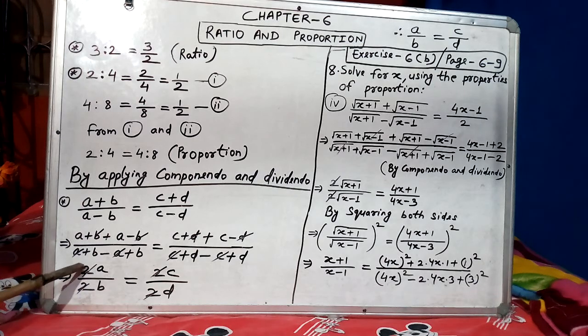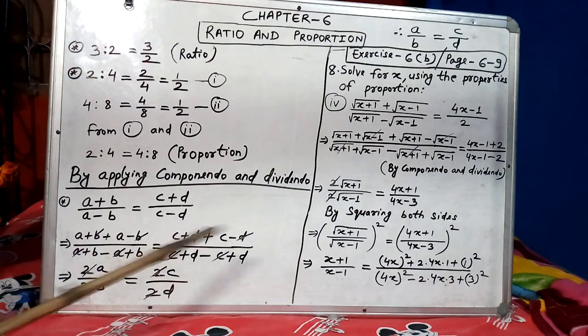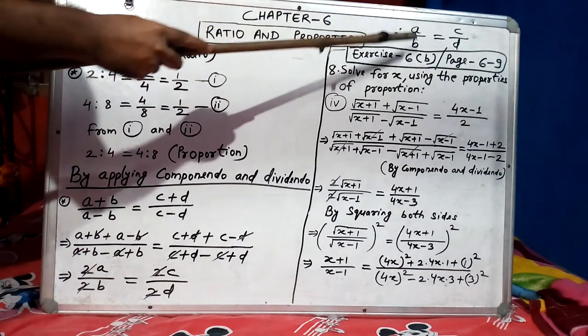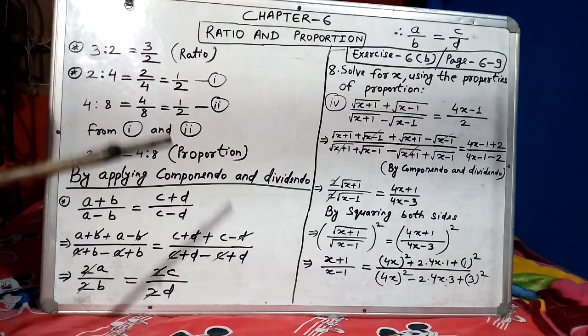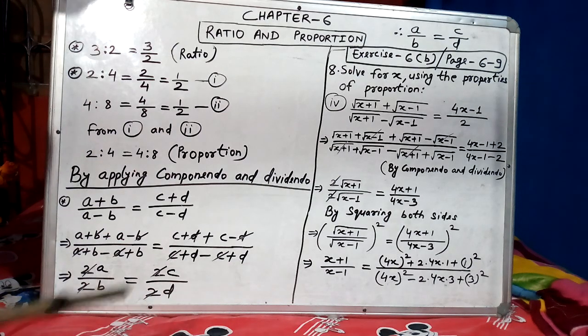As we know, in numerator and denominator, if the number is common, we should cancel. So 2 got cancelled here, 2 got cancelled here. So who remained? A by b, c by d. That I wrote here: a by b equal to c by d. So this is the property of componendo and dividendo.